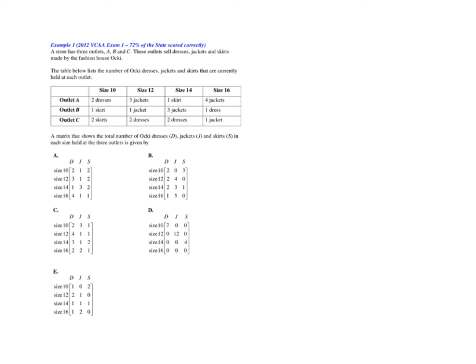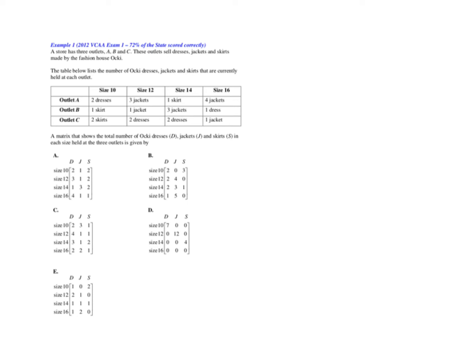Okay, so looking at this one, it says a store has outlets A, B, and C. The outlet sells dresses, jackets, and skirts made by the fashion house Oki. The table below lists the number of Oki dresses, jackets, and skirts currently held at each outlet. The matrix that shows the total number of Oki dresses, jackets, and skirts in each size at the 3 outlets is given by... So what you've got to do is just interpret.